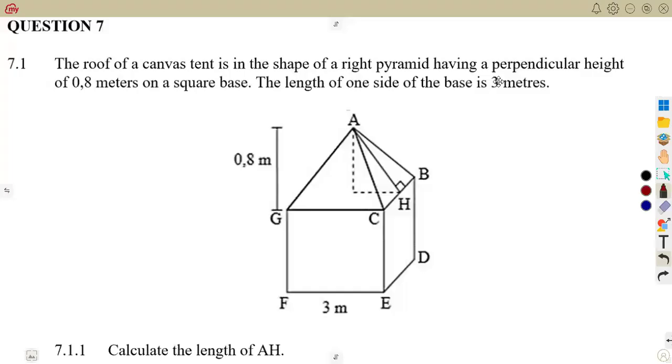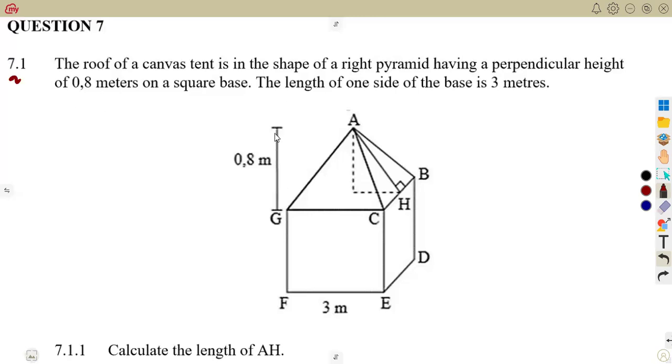So in this case, we are going to consider, as a continuation on our measurement, working with question papers. There's another exam question that we have on question number 7. Given 7.1, we need to understand the information, how it is given. They're saying the roof of a canvas tent is in the shape of a right pyramid. That is the roof, having a perpendicular height of 0.8 meters.